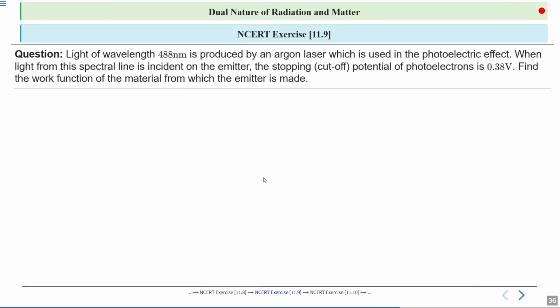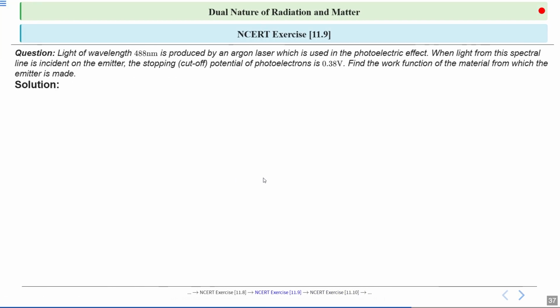Light of the wavelength 488 nanometer is produced by an argon laser which is used in the photoelectric effect. When light from this spectral line is incident on the emitter, the stopping potential of the photoelectrons is 0.38 volt. Find the work function of the material from which the emitter is made. Let's see the solution.